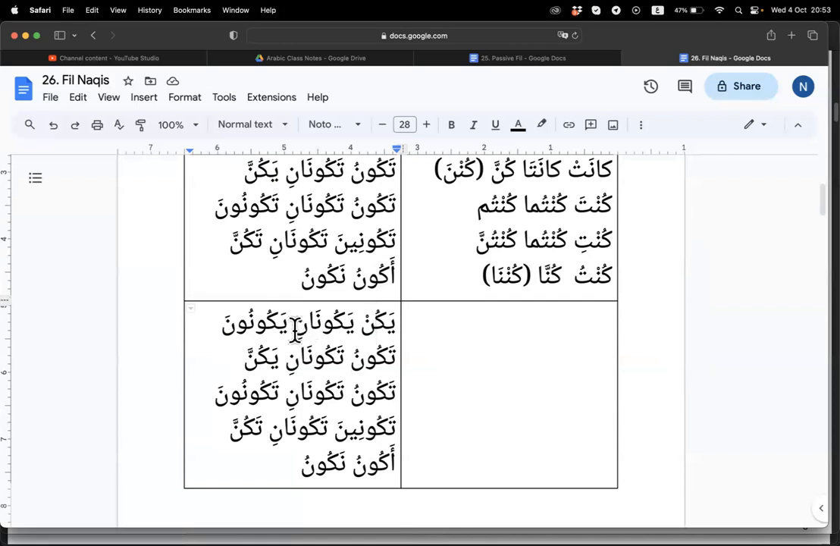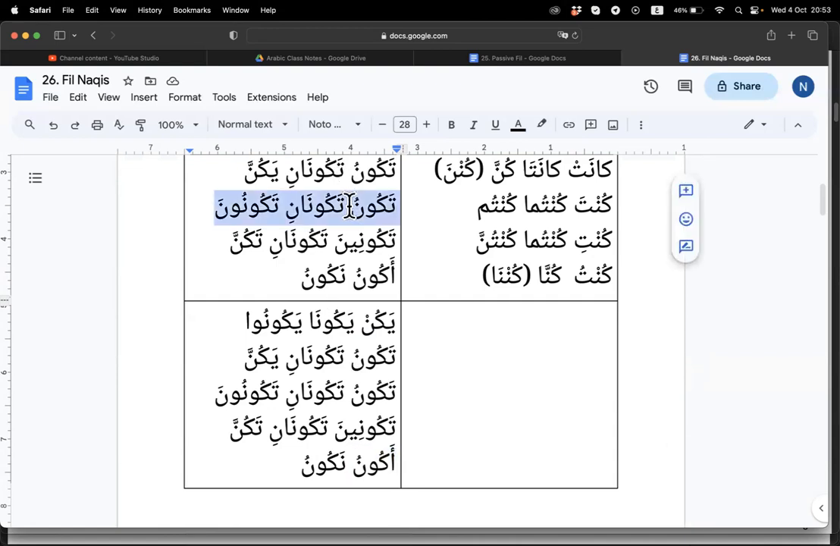Okay. The rest, the ones with nun, how do we make it mansub or majzum? Yakunani. This one we drop the nun. This one also. Drop nun and alif for the plural. We drop the nun. So the rest all the same. All the ones that end with dhamma, mansub bil fathah, majzum bil sukun, but we also drop the waw there. For this one also. Clear?